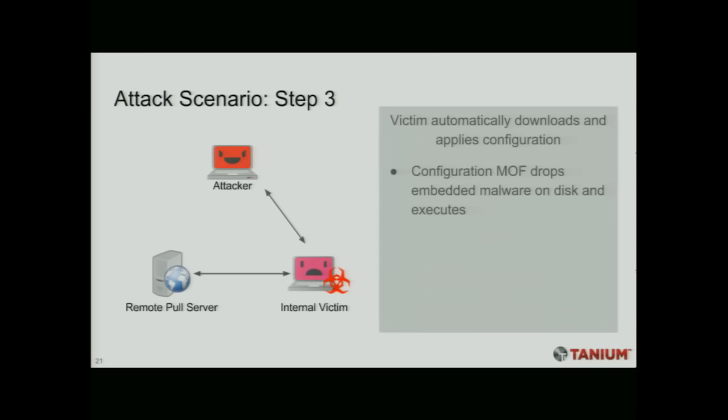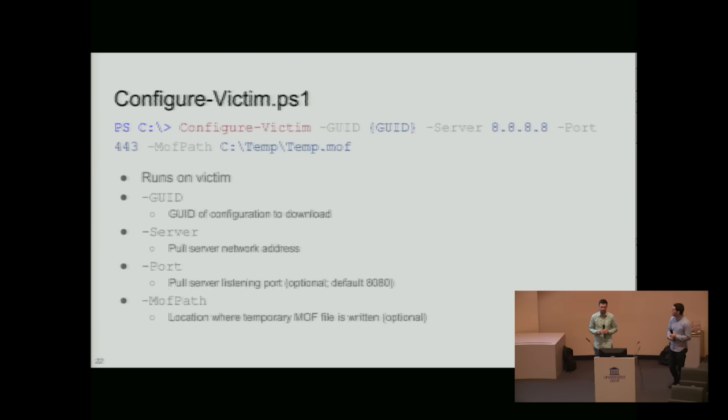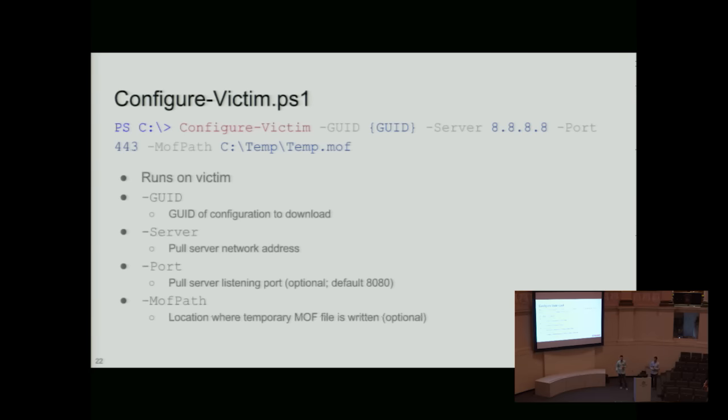The configuration MOF drops an embedded malware on disk, and it executes. And now we have a backdoor, so our attacker can proceed to interact with it. Again, this is the pretty simple configure victim script. One difference is it has to drop a file on disk temporarily in order to initiate the configuration. So for whatever reason, you can't just pass an object in PowerShell. It has to be written to disk.